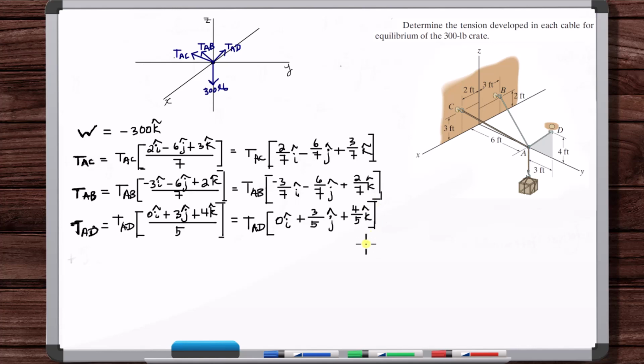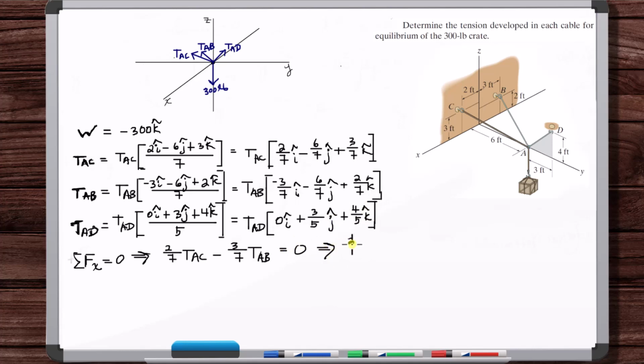All right, so now that our force vectors are clearly defined, we can sum our forces. Let's sum the forces in x, y, and z, and we know that all are going to be equal to 0, because this point is not moving. Okay, so we've got 2/7 TAC minus 3/7 TAB is equal to 0.